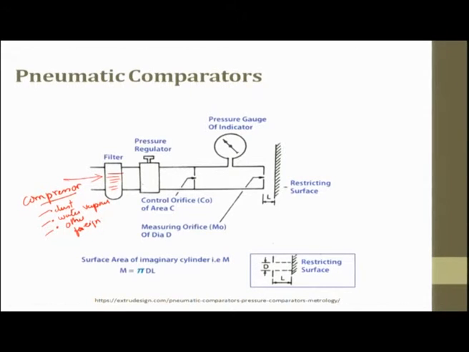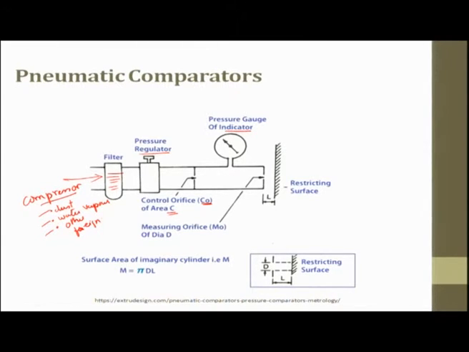So, in this pressure regulator you try to control the pressure you want to have, such that you have a uniform flow. Then, after this, the pneumatic air, the compressed air, is passed through a controlled orifice C naught of cross-section area C. Then it passes through a pressure gauge or indicator. Here it is a regulator, here it is an indicator. Look at the difference: here it regulates, here it only shows.